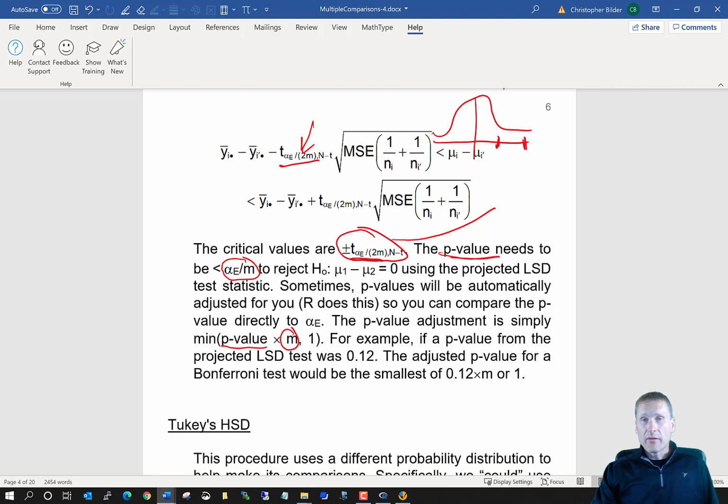Now, depending upon what the p-value is and depending upon what M is, you could have a result that's greater than 1. And of course, a probability can't be greater than 1. So what's done is we take the minimum of the p-value times M and the value of 1. And that's the actual p-value that will be reported. We'll see examples of that coming up shortly.